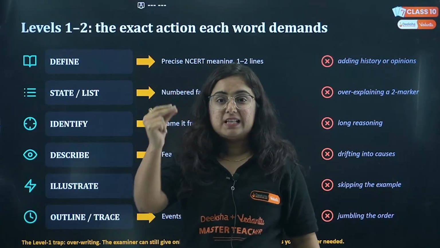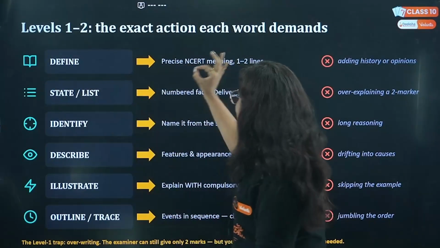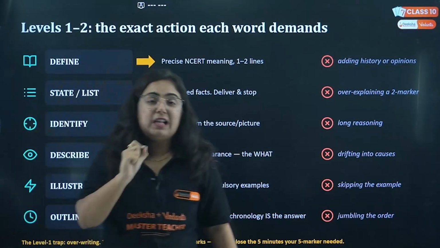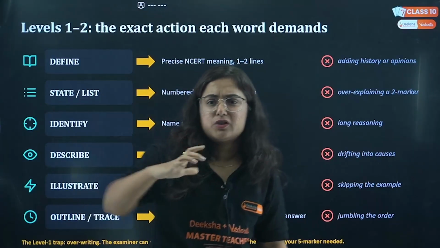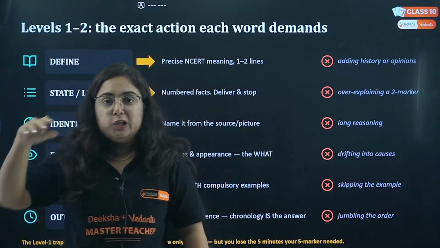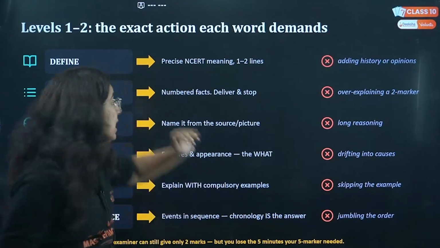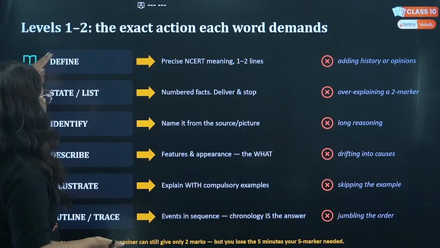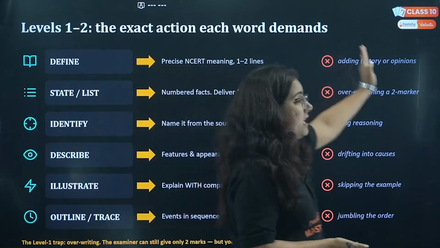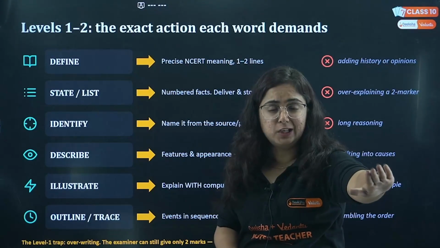Whenever you write the answer, keep this in mind. Like, for example, define. You have to precisely define it as per the NCERT meaning. If they ask you to define universal adult franchise, beta, you can't add your points according to your mood or your words, as there are certain definitions which require the exact one. So whenever the question asks define, keep it precise from your NCERT in one to two lines. Do not add history, your opinions, your examples. Actually, the question is not asking you for that.